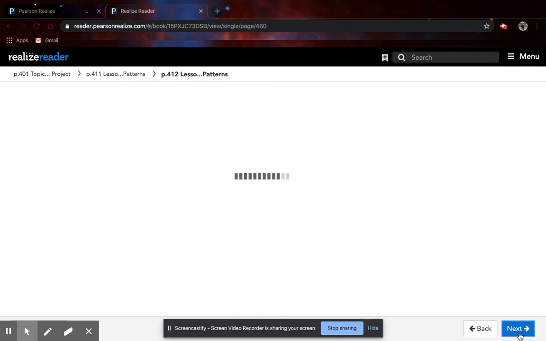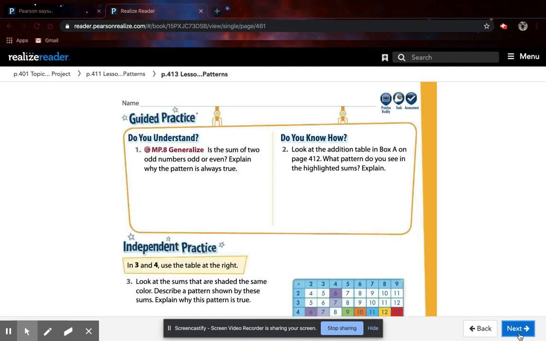Okay, and moving on to page 413, the last one we're going to go over in this video. The first one in guided practice is do you understand? So is the sum of two odd numbers odd or even? Explain why the pattern is always true. So is the sum going to be even or is the sum going to be odd?